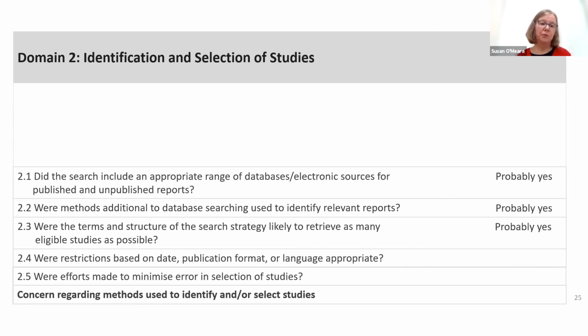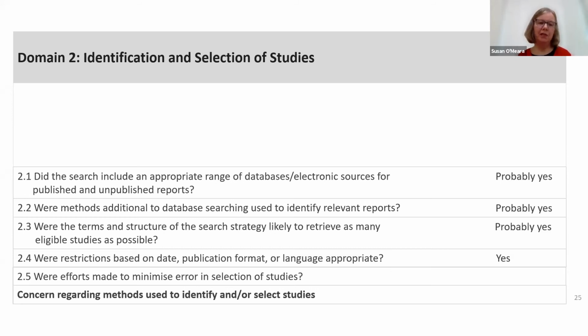So 2.4 asks about restrictions based on date, publication format, or language. And we could see from the search strings that they didn't apply those types of restrictions. So we put yes here, that was okay. And just to be clear, we did penalise for domain 1 because they'd excluded the non-English language studies at the study selection stage. They hadn't excluded them at the search stage. So we make a differentiation between those two things.